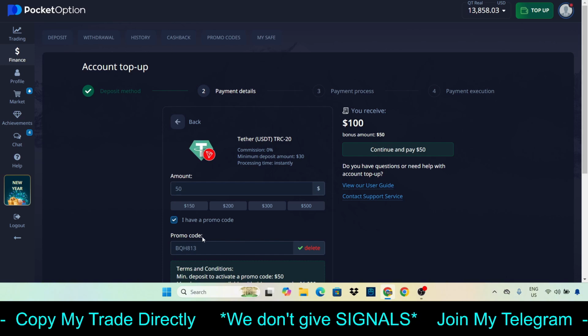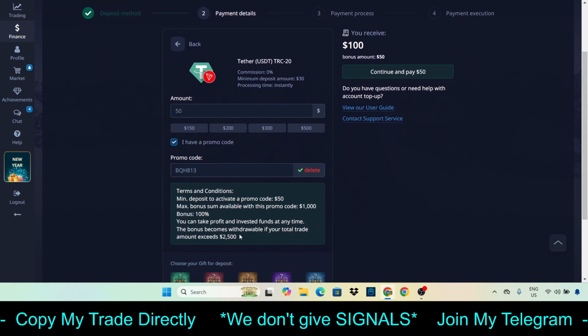So let's say you are trying to deposit this amount with the promo code of 100% deposit bonus and you got $100. Now you cannot instantly withdraw this deposit bonus because there are a few terms and conditions, as you can see here. So everything is fine, the bonus is 100%, and the maximum amount you can get is up to $1,000. If you deposit 1,000, you can get up to $2,000.